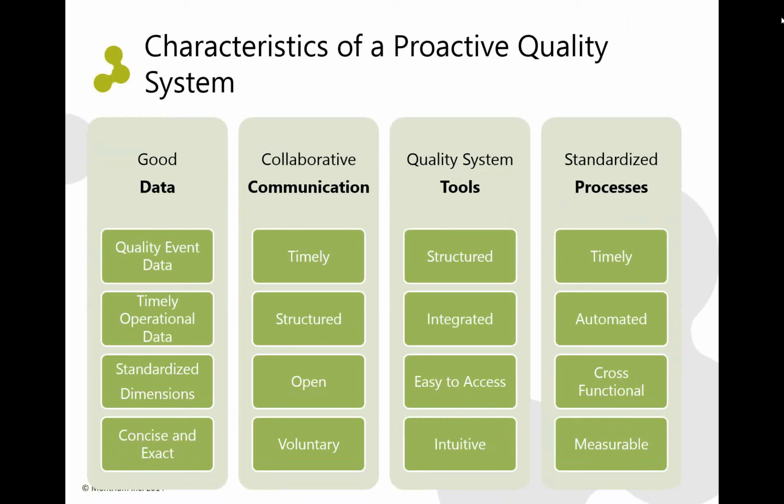Finally, on the processes side, our processes also need to be standardized, and typically they are within the context of our SOPs. Our processes should be timely. They should also hopefully be automated, so we can use our tools to automate those processes. Processes should also be cross-functional, and we should be promoting cross-functional integration. And finally, the processes need to be measurable so that we can produce metrics around them.